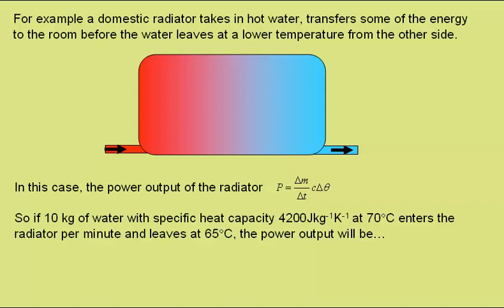So if 10 kilograms of water with a specific heat capacity of 4,200 joules per kilogram per Kelvin at a temperature of 70 degrees Celsius enters the radiator every minute and leaves at 65 degrees Celsius, the power output will be given by this expression. Putting in the numbers, we have 10 kilograms over 60 seconds multiplied by the specific heat capacity of water multiplied by the temperature change of 5 degrees Celsius or 5 Kelvin gives a power output of 3,500 watts.